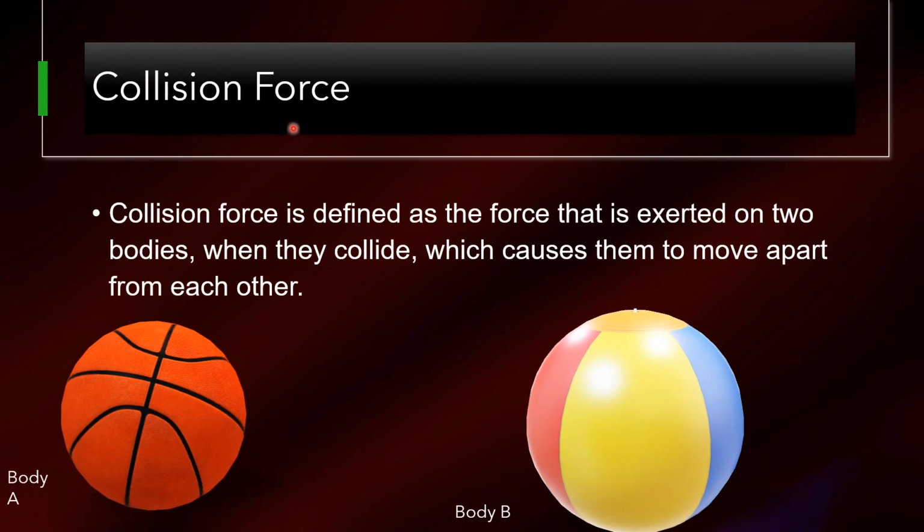Now let's look at collision force. A collision force is defined as the force that is exerted on two bodies when they collide, which causes them to move apart from each other. So when two bodies collide with each other, the force exerted by body A on body B is equal to the force exerted by body B on body A.